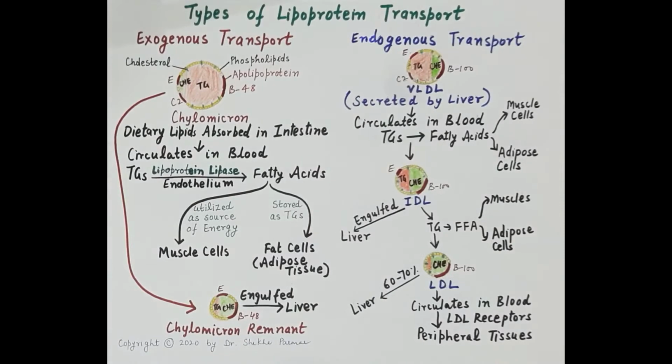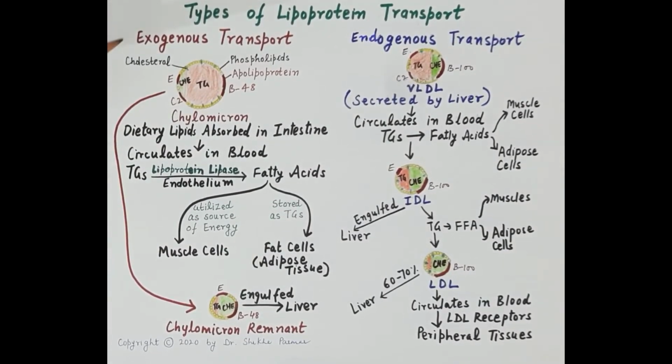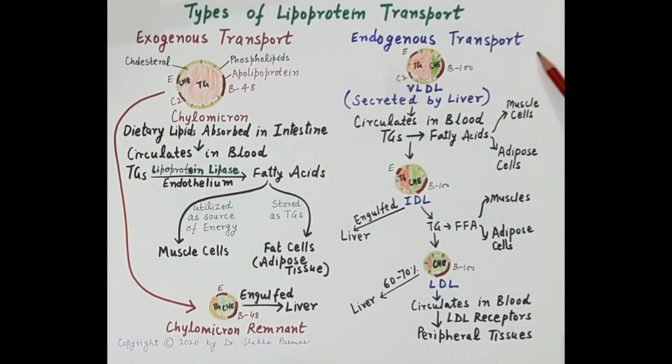Now let's talk about types of lipoproteins and their transport. Lipoproteins are transported by three pathways: exogenous transport, endogenous transport and reverse cholesterol transport. Exogenous transport is the transportation of dietary lipids, while endogenous transport is the transportation of lipids synthesized by the liver in the body. Let's first talk about exogenous transport of lipids.